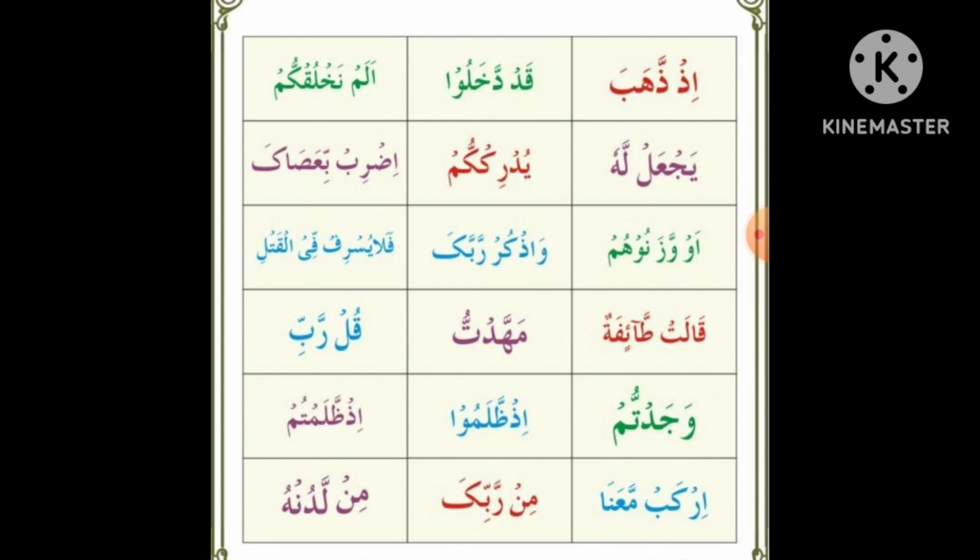First understand there are three types of idgham. Idgham means to combine one letter with another letter. The first letter is combined with another letter to form or read a single letter. There are three types of idgham: idgham mithlain, idgham mutajanisain, and idgham mutaqariban.